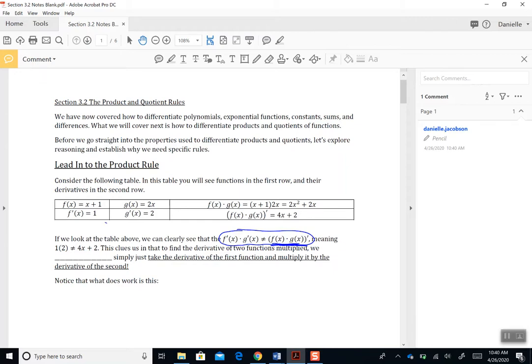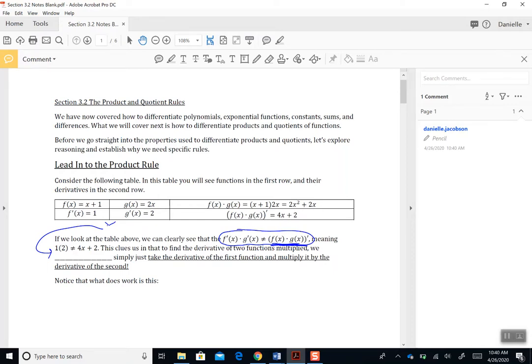So if I take the derivative of these two and just do f prime of x times g prime of x, I get 1 times 2. However, we can see that if we take the functions f of x and g of x and multiply them, we would end up getting 2x squared plus 2x.